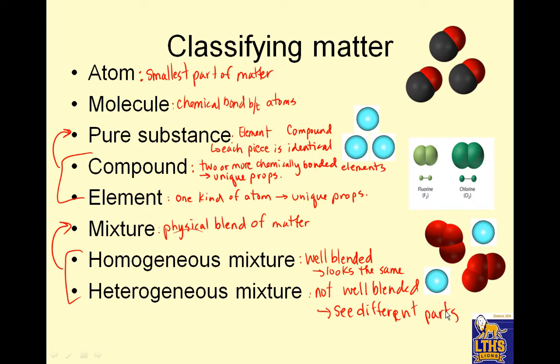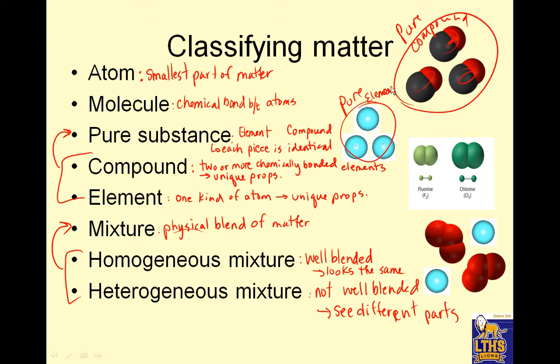Okay, so let's look at this up here. All right, what would this be considered? Well, this piece is the same as that piece is the same as that piece, so it's pure. What kind of pure? It's a compound. How do I know? Because this atom is different than that atom, but it's a chemical bond, so this thing and this thing and this thing are all the same kind of pieces. Looking at this, it is pure because each piece is the same, but it's an element because those are made of atoms.